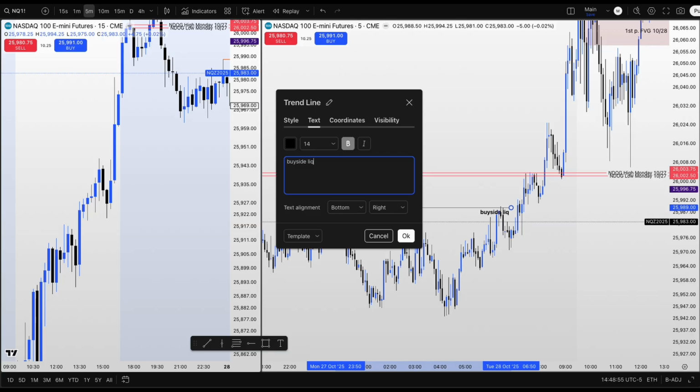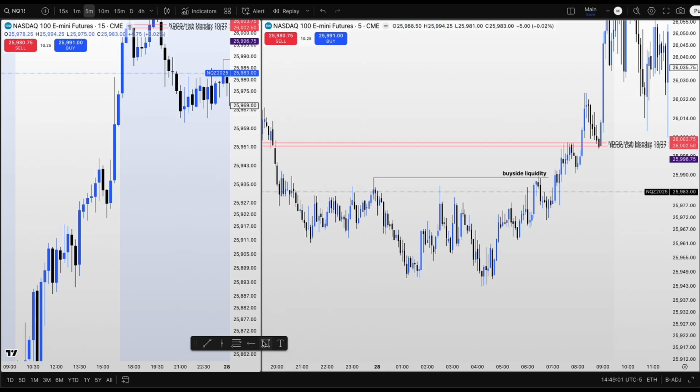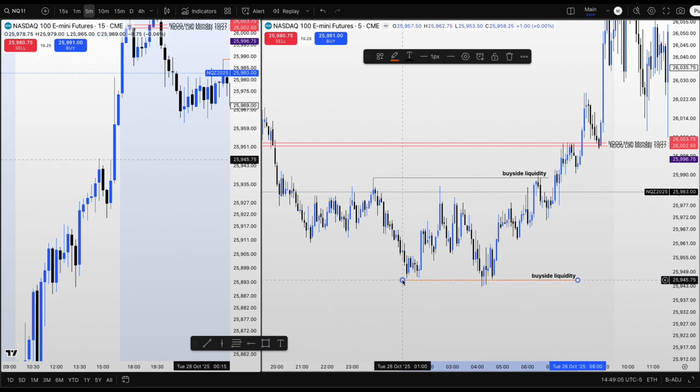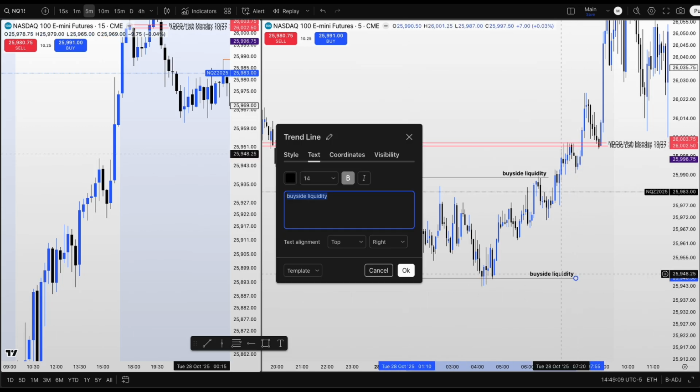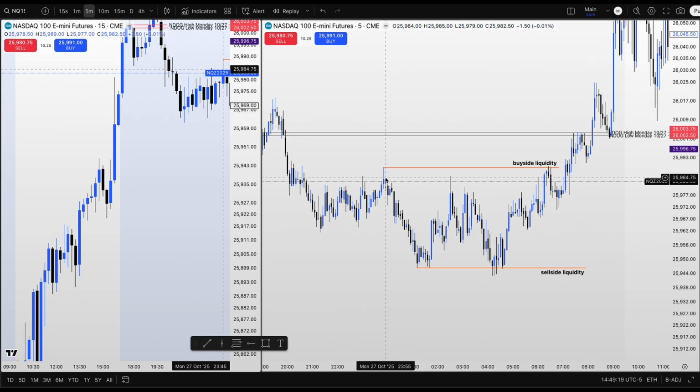Remember, buy side liquidity. Similarly, here we have our equal lows. Now, I wanted to enter longs. That was my bias here.